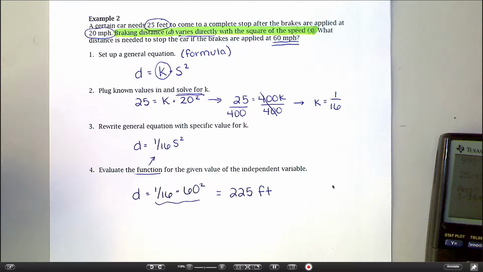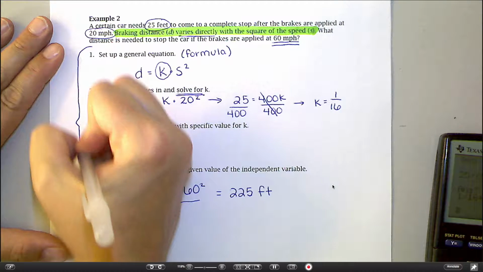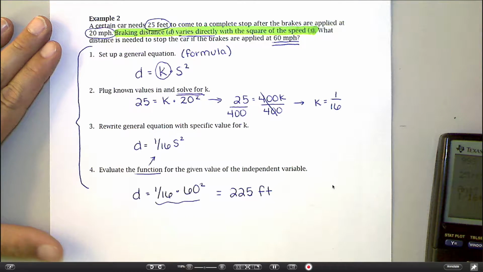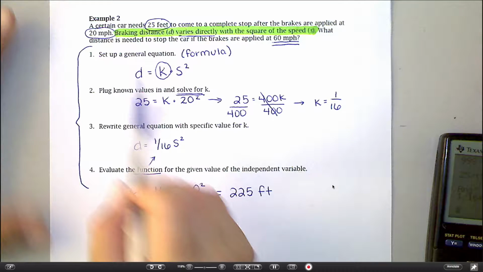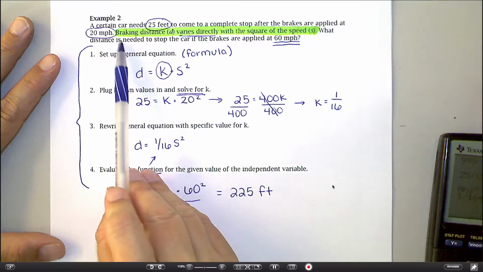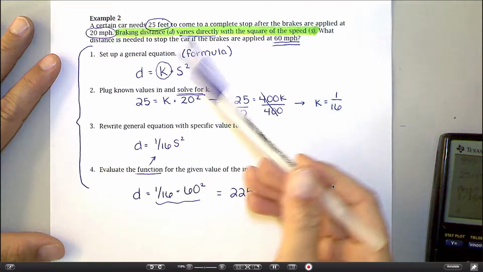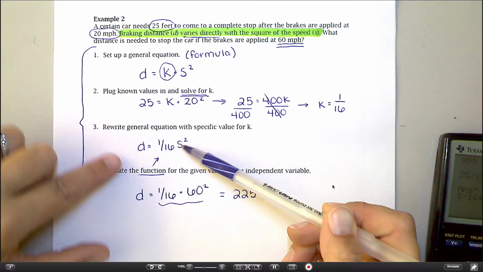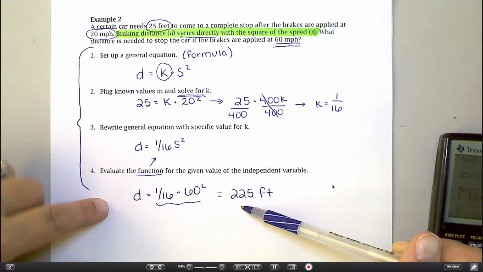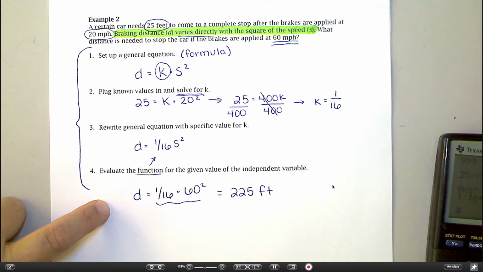So again, these 4 steps are what we're going to be using all throughout this entire chapter when we're doing these variation equations. And I think the very first thing you need to do in every one of these problems is identify this magic sentence, okay? Because that's what gives you the form, and then you plug numbers into that, you solve for K, and then you evaluate the function for whatever value they actually gave you, okay?